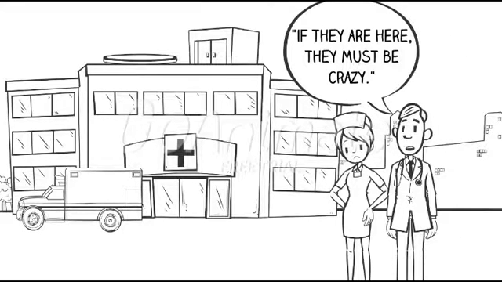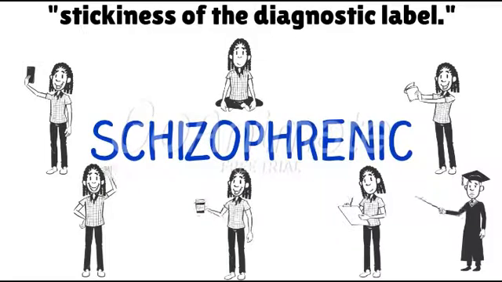Rosenhan's study demonstrated that even trained professionals often cannot distinguish the normal from the mentally ill in a hospital setting. This is because of the overwhelming influence of the psychiatric hospital setting on staff's judgment of an individual's behavior. Once patients are admitted to such a facility, the doctors and staff often tend to view them in ways that ignore them as individual people. The attitude created is, if they are here, they must be crazy.